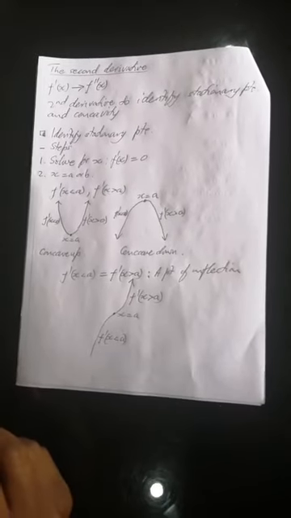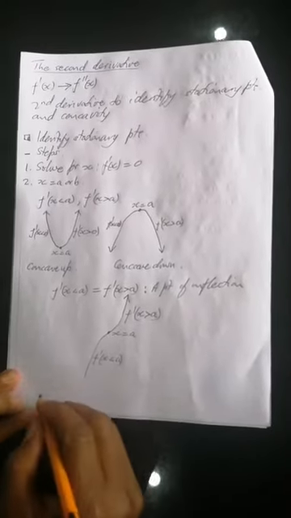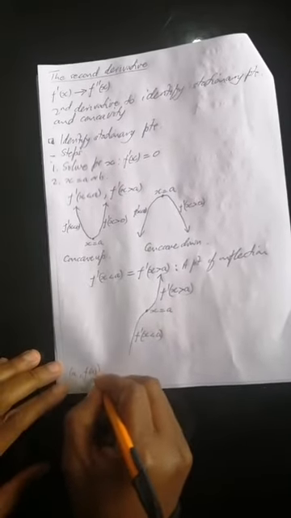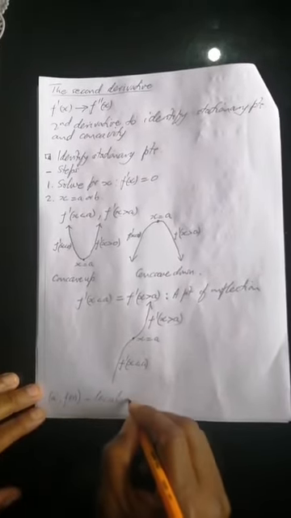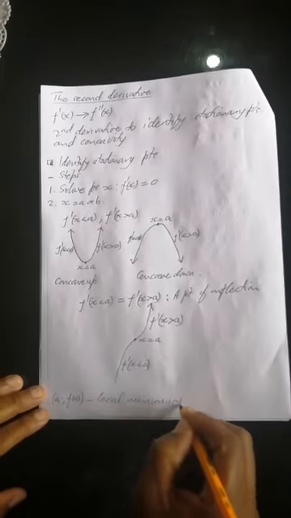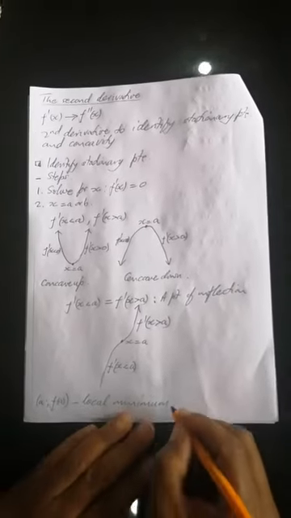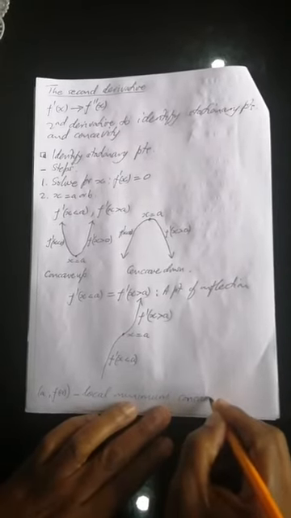Important again is for us to notice that if f dash of x is less than 0 for x less than a, and f dash of x greater than 0 for x greater than a, then the point a, f of a, is in actual fact a local minimum, which means once we say a local minimum, it means graph is concave up. So we have concave up.